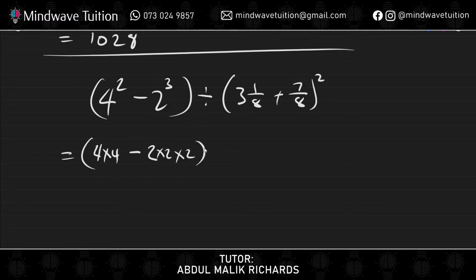Don't forget your brackets. Keep them as is until you are done calculating everything inside. Divide. Here we have a mixed fraction, and try to not work with mixed fractions. We like to work with improper fractions. So we're going to change this to an improper fraction. And how do we do that?